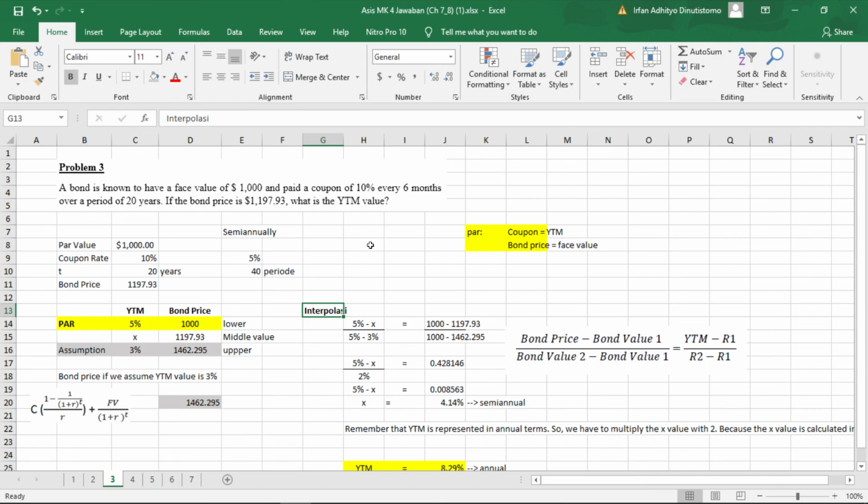Okay, so that's the end of the bond valuation. We're going to move on to the stock valuation.